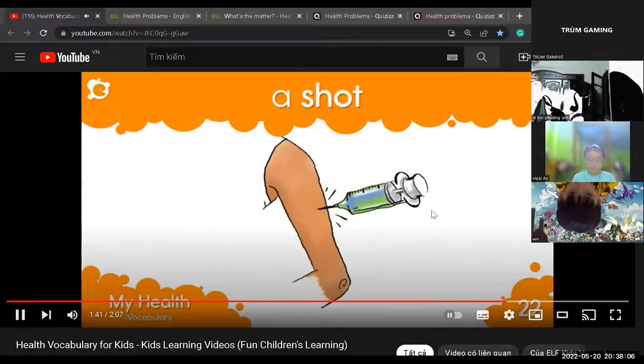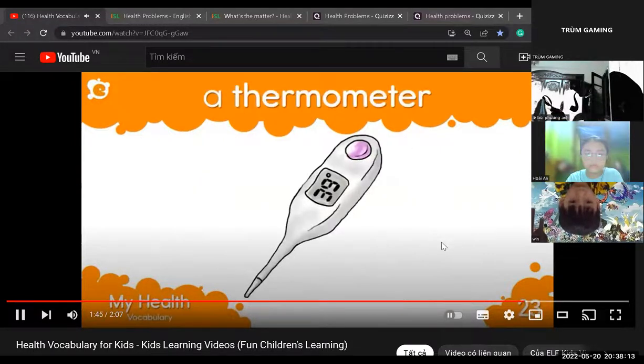A shot. Okay, a shot. Cái mũi tiêm, a shot. A thermometer. Thermometer to measure your temperature.